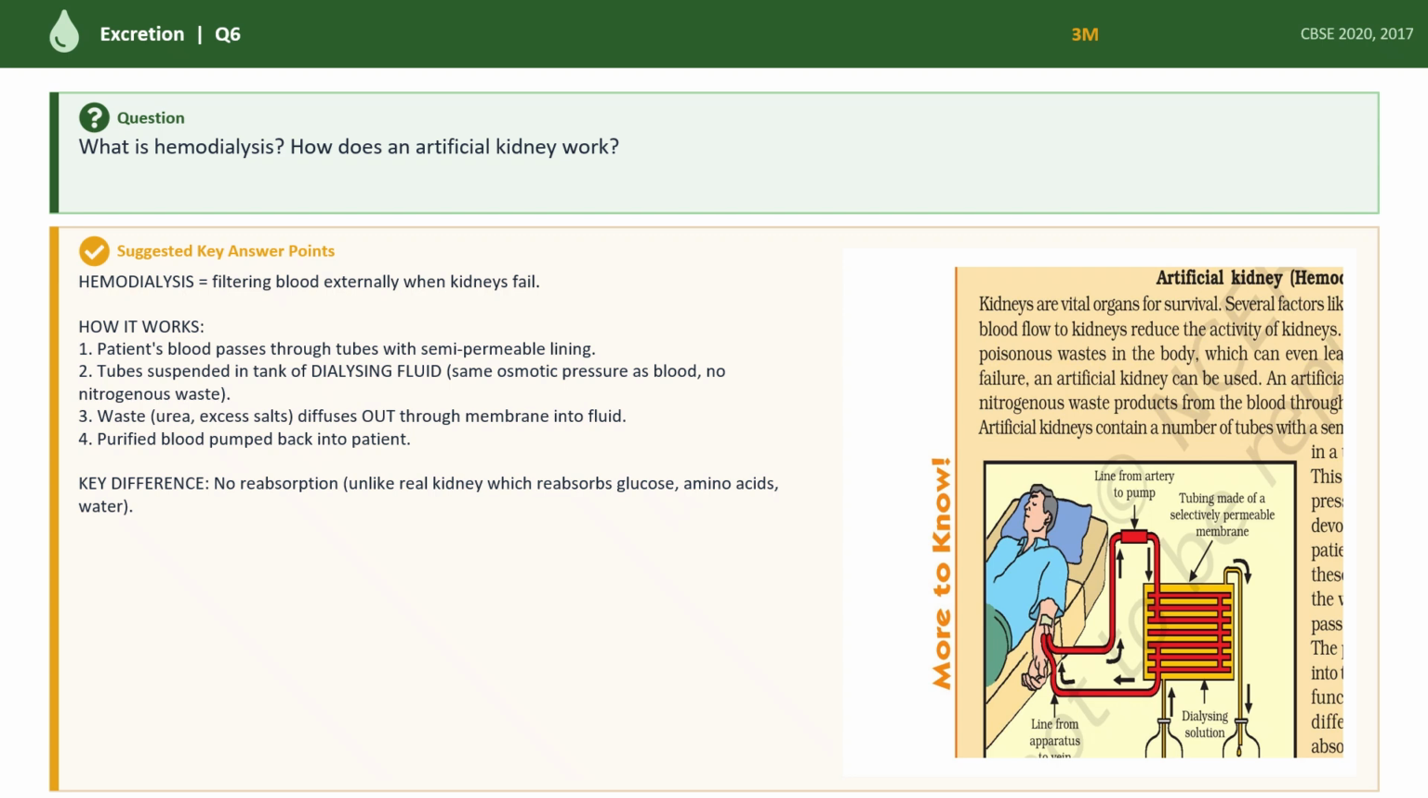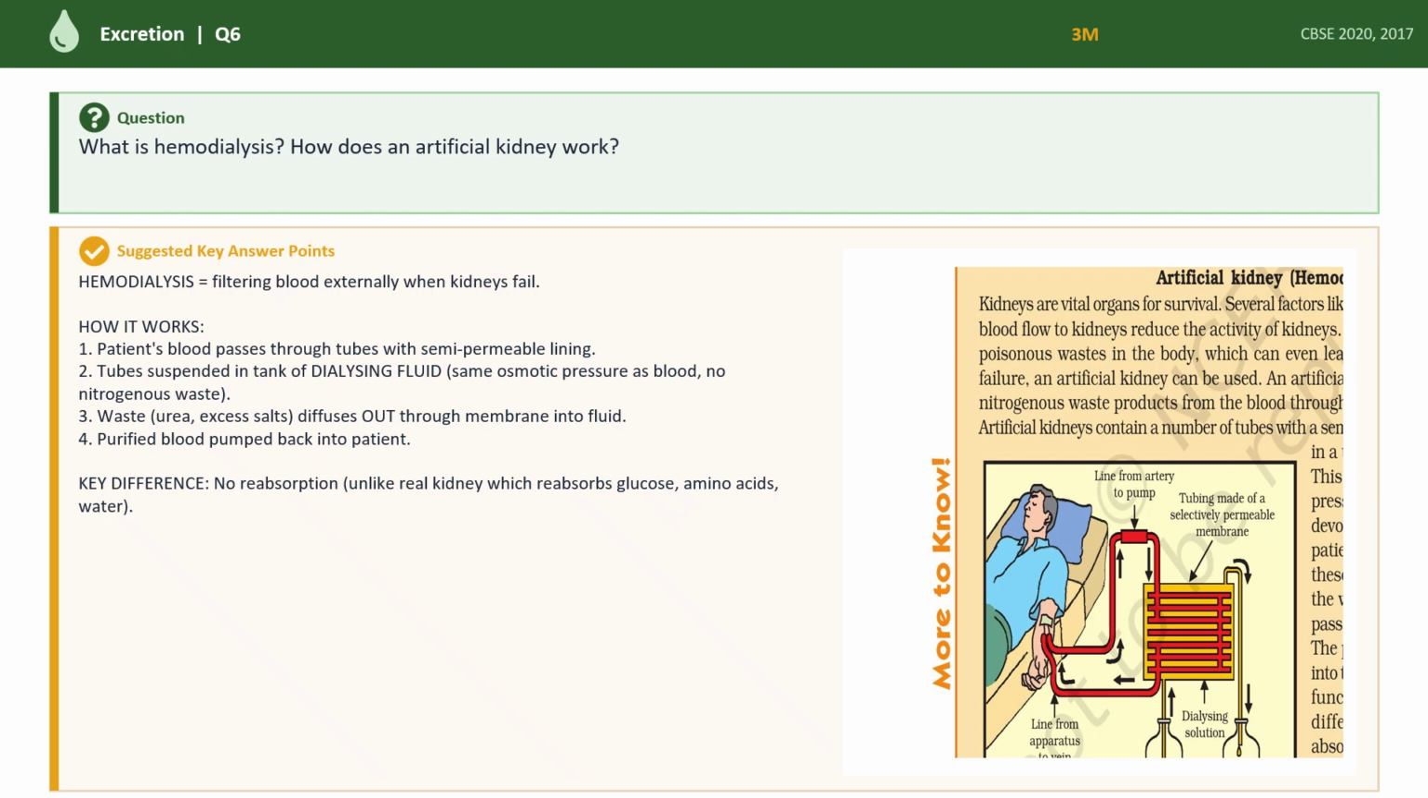So what they do is take the patient's blood and pass it by means of a tube through a semi-permeable lining. These tubes are suspended in a tank containing the dialysing fluid, with osmotic pressure maintained as in blood. So the waste goes outside into the dialysing fluid, and the blood passes again by means of another tube back to the patient. Here the waste, urea or excess salts, diffuses out through the membrane into the fluid, and purified blood is again pumped into the patient.